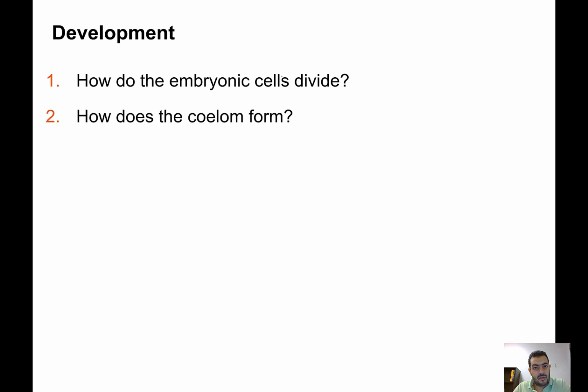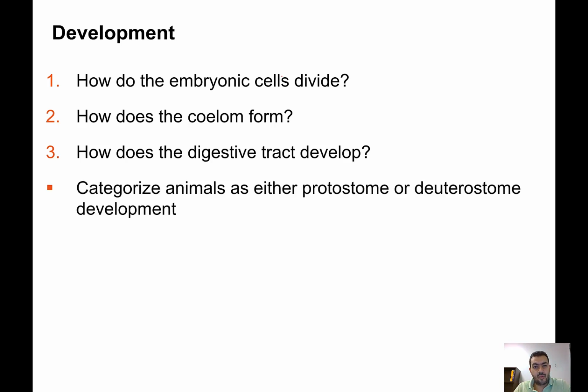Then moving on to development, the next slides will focus on answering the following questions. How do the embryonic cells divide? How does the coelom form? How does the digestive tract develop? These questions are important because they help us to categorize the animals as either protostome or deuterostome.